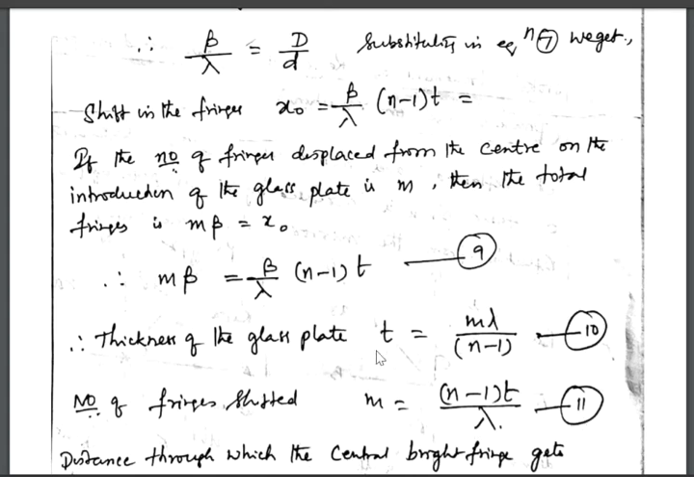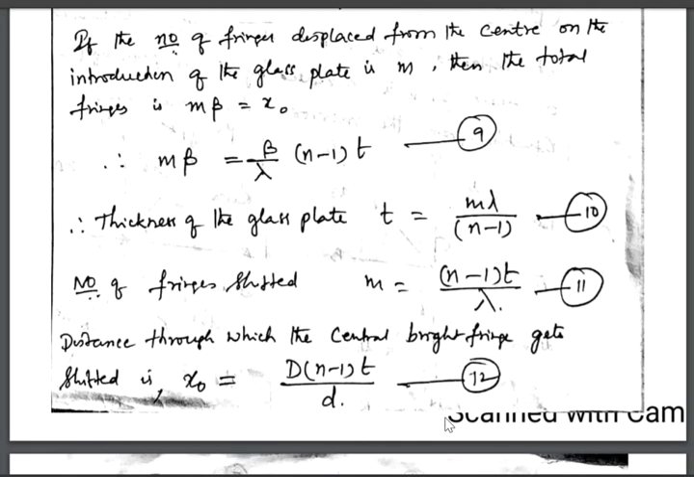That is equation 11. Thickness of the glass plate t = mλ/(n − 1). That is equation 10. So equation 10 gives you the thickness of the film, which can be calculated by this experiment, and equation 11 gives you the number of fringes shifted, and the distance through which the central bright fringe gets shifted is calculated using equation 12. So all the three equations 10, 11, 12 are important. This derivation may be asked.